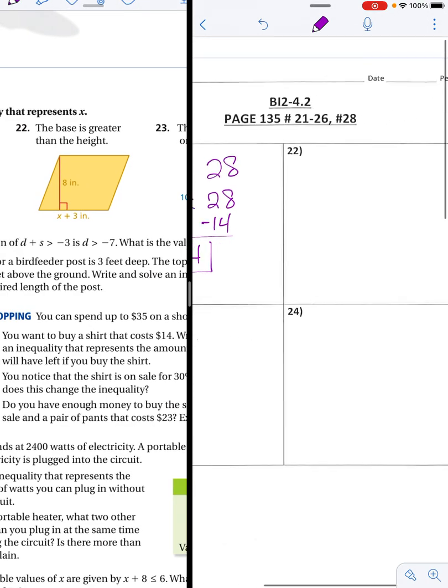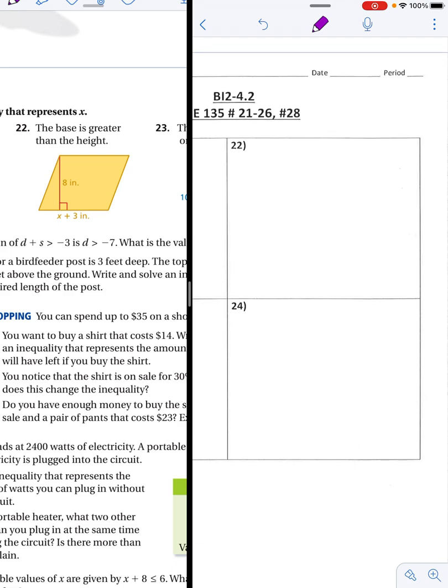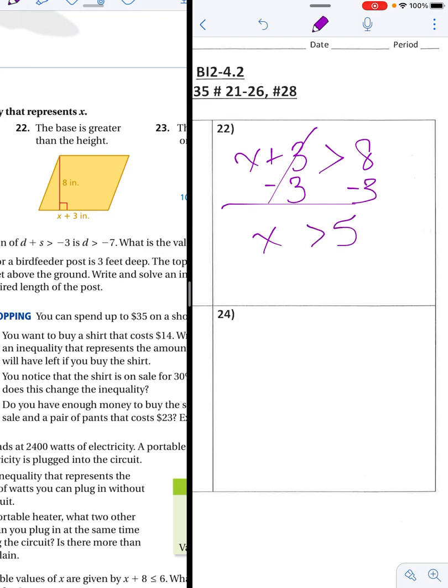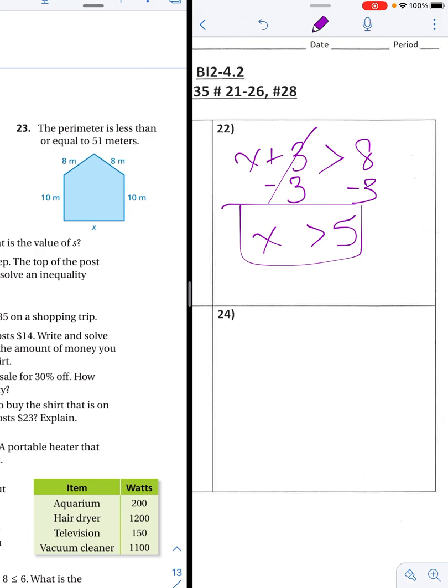Okay. Number 22. The base is greater than the height. The base is x plus 3, and it is greater than the height, which is 8. That's how we would write the inequality. Do the inverse operation and subtract 3 from both sides to isolate the variable. So x is greater than 5.